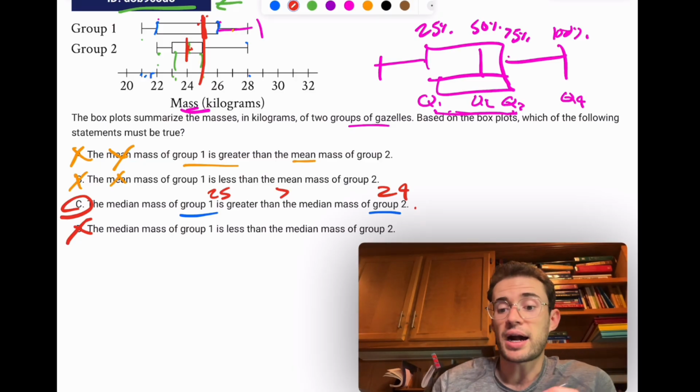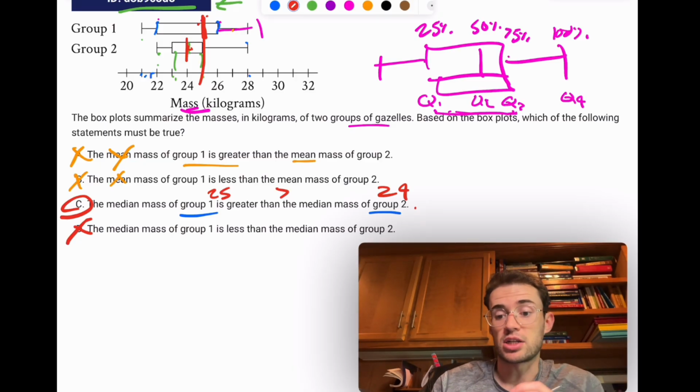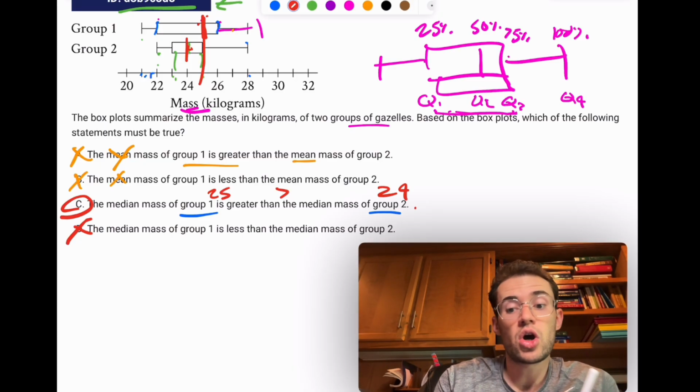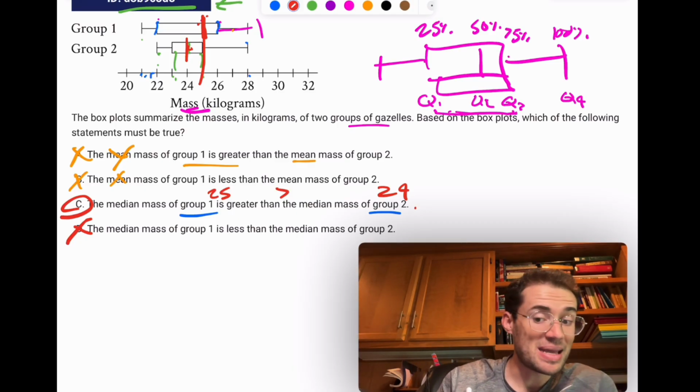So if they give you a box and whisker plot and then ask you something about the central tendency, note that the only thing you know about the central tendency from that plot is the median, not the mean. So that would be C.